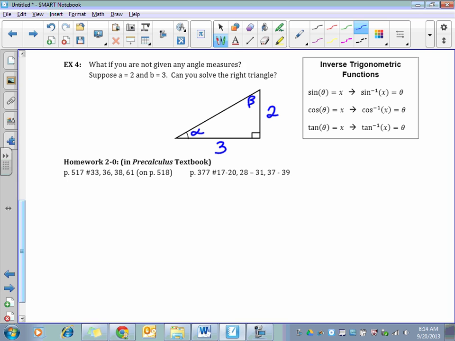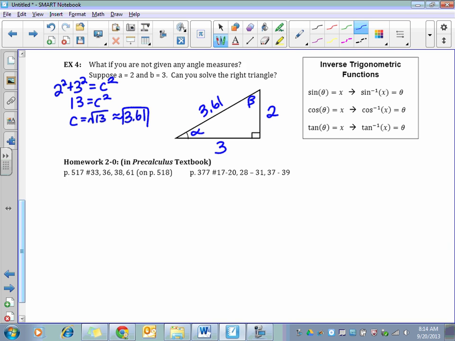Now we could easily figure out the third side using the Pythagorean theorem. So we would use 2 squared plus 3 squared equals c squared. So that gives us 4 plus 9, which is 13, equals c squared. So c is the square root of 13. And that will give us approximately 3.61. Again, you want to make sure you're rounding to at least 3 sig figs.